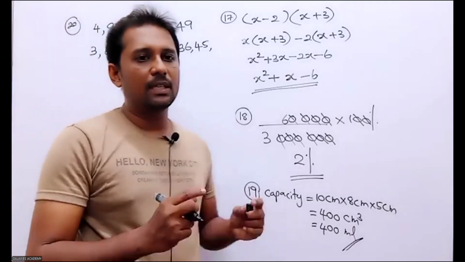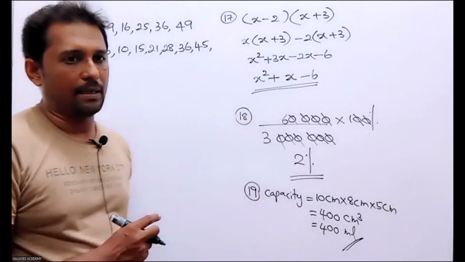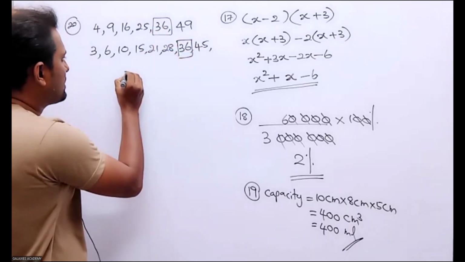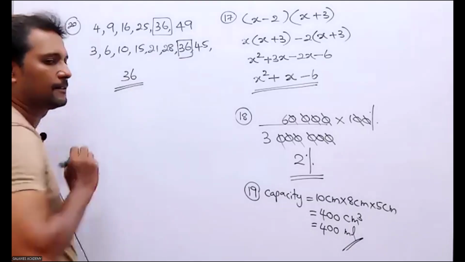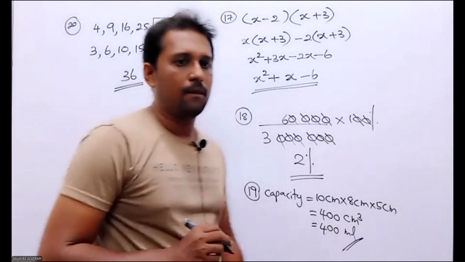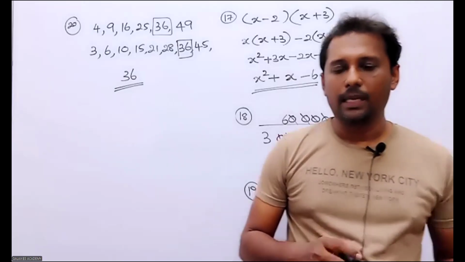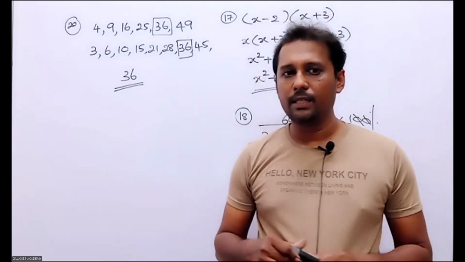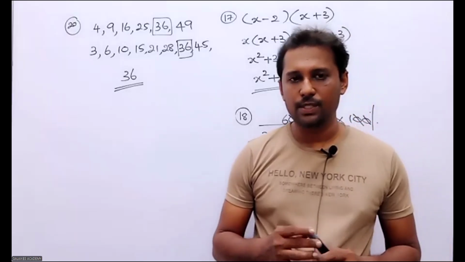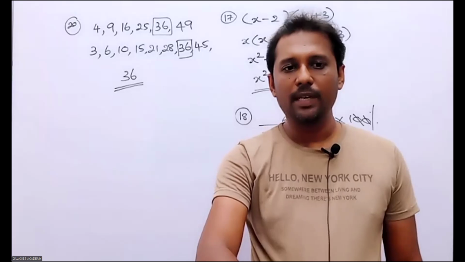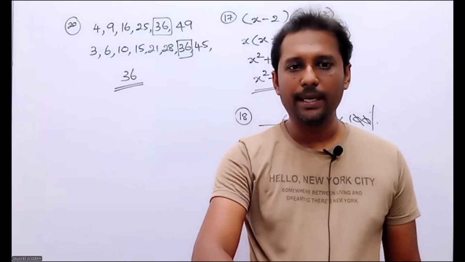So which number contains both of these number patterns? 36. So what is the answer? 36. Right? The answer is 36. Okay, they are the answers for the first 20 questions of the first part. Right? Then you send me in chat how many answers are correct out of 20.